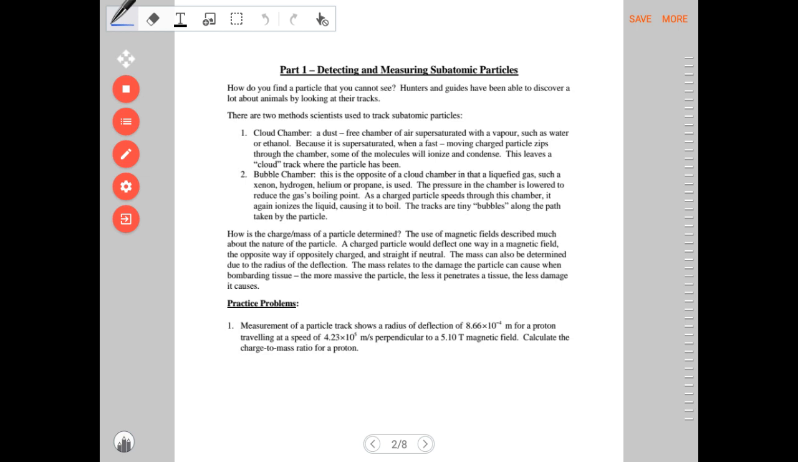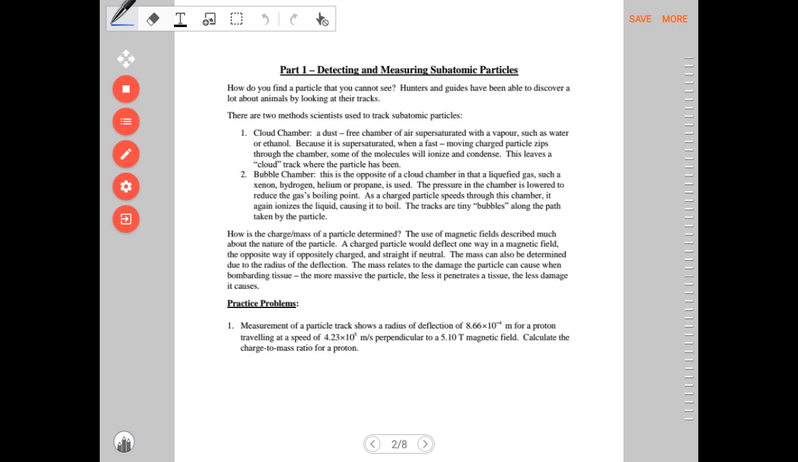So there's 2 methods scientists use to track subatomic particles. The first one is called a cloud chamber. This consists of a dust-free chamber of air that is supersaturated with vapor. What that means is it holds more vapor than it should. They play with the temperature and the pressure, and they end up with more vapor, such as water vapor or ethanol vapor, so ethanol gas, which is then allowed to be in the air at that time. And again, they do that with temperature and pressure.